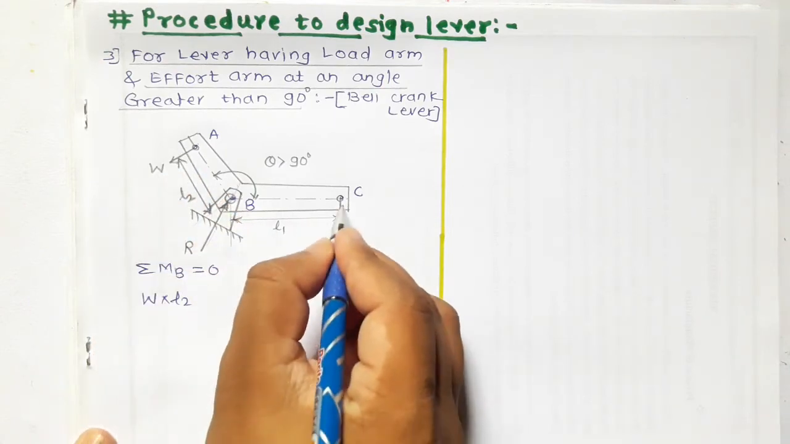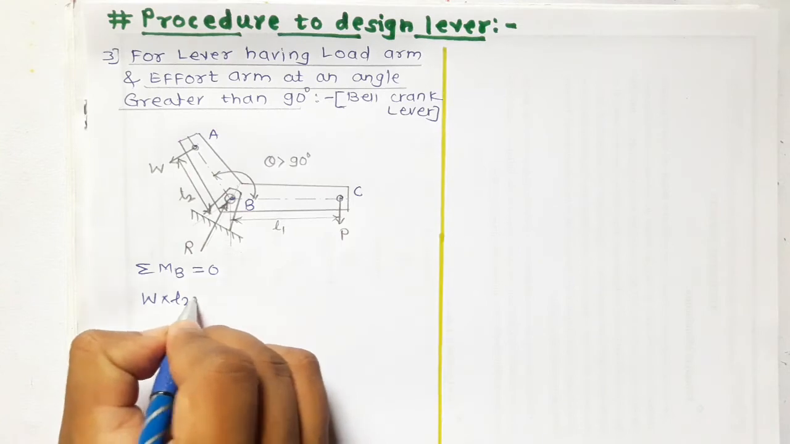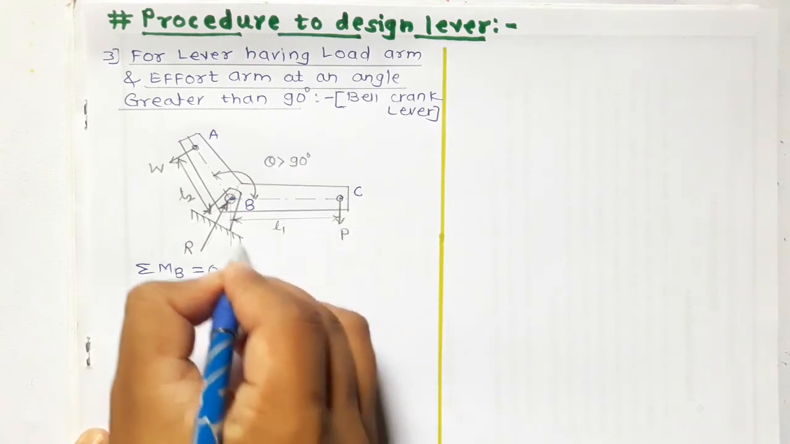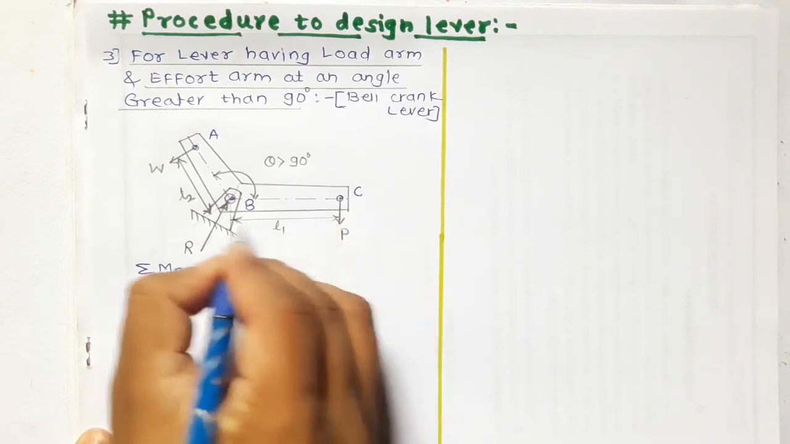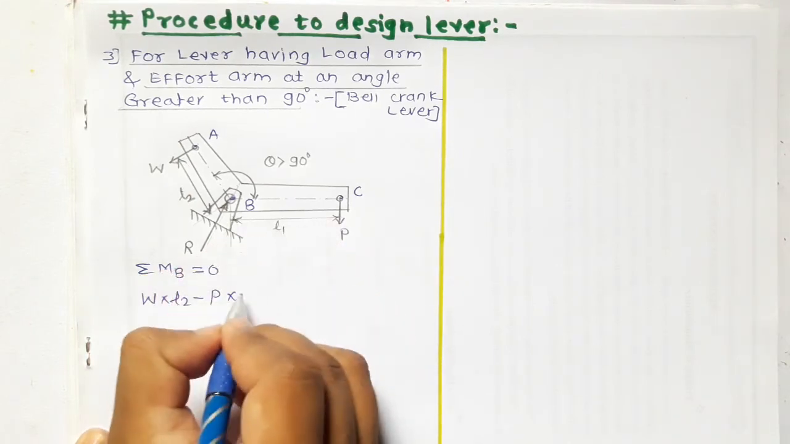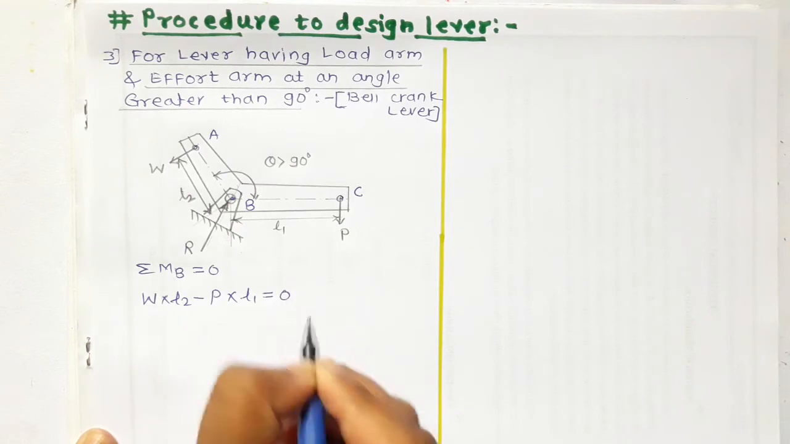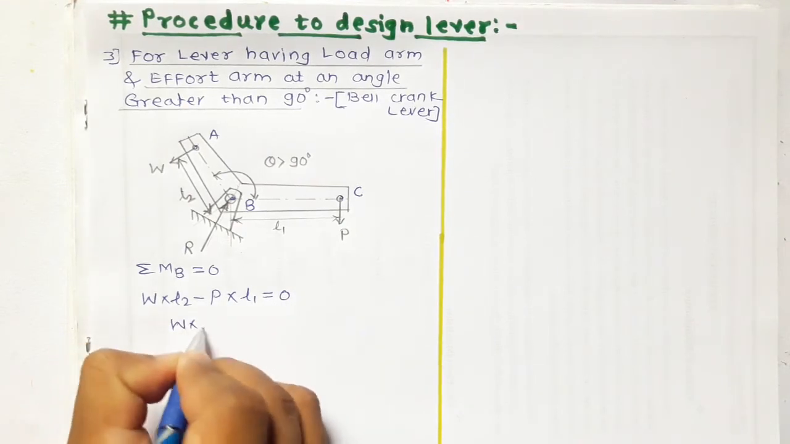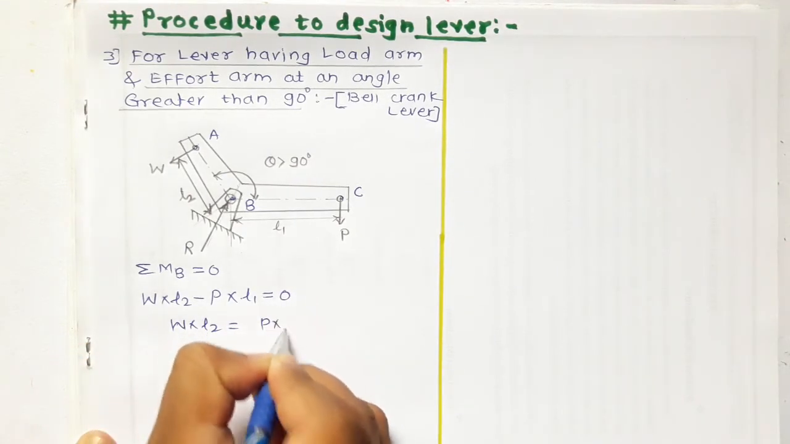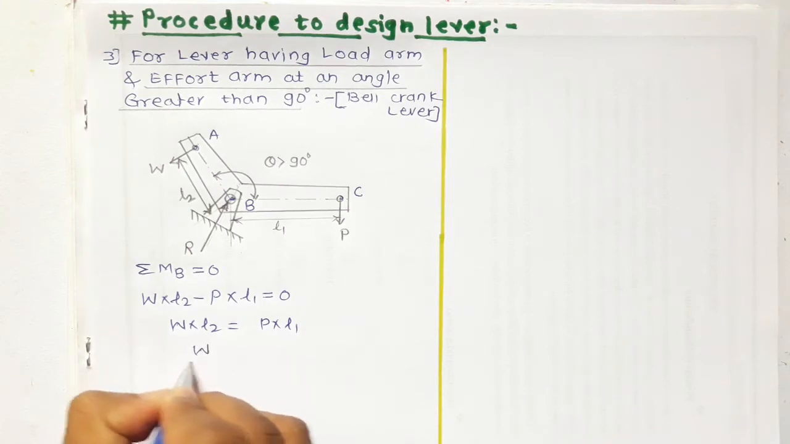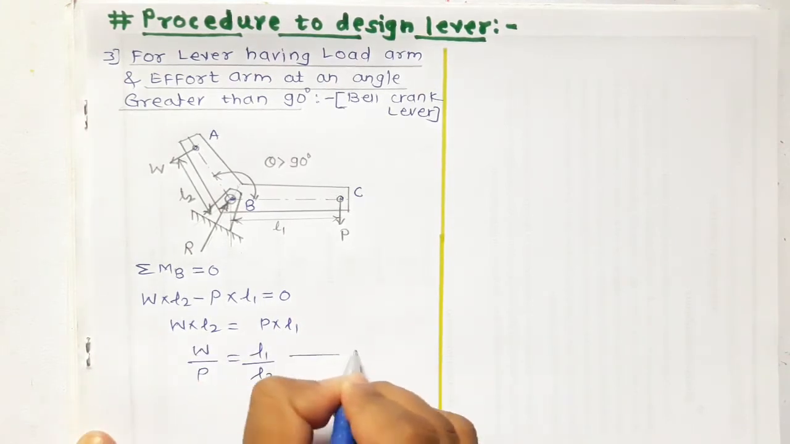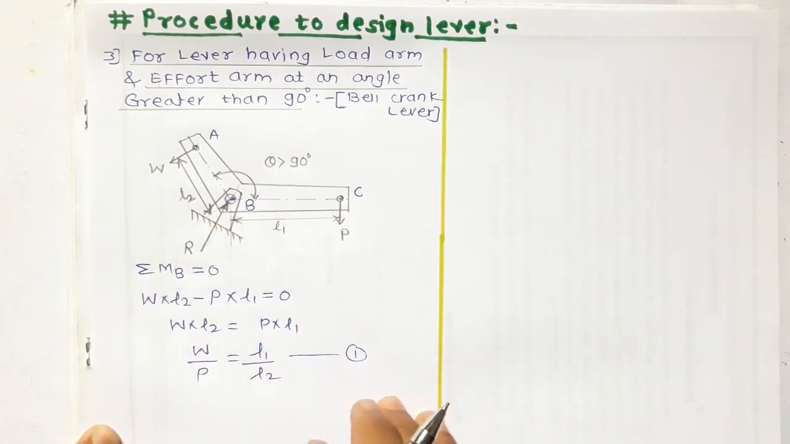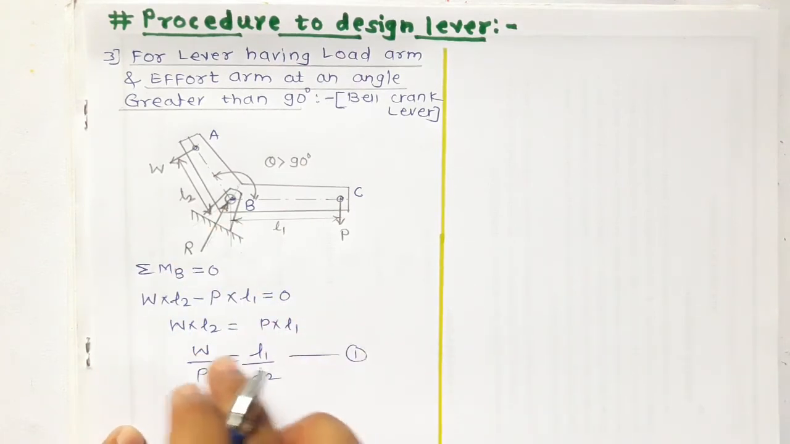Now let us consider the force P. Force P causes a clockwise bending moment, which we take as negative. So P into the perpendicular distance from point B, which is L1, so P into L1 is equal to 0. So we get W into L2 is equal to P into L1, and therefore we get the equation W upon P is equal to L1 upon L2. This equation we have got for the previous two cases also. So this equation remains the same, and it can be used to find out either W or P.